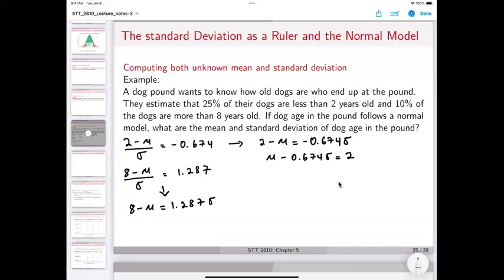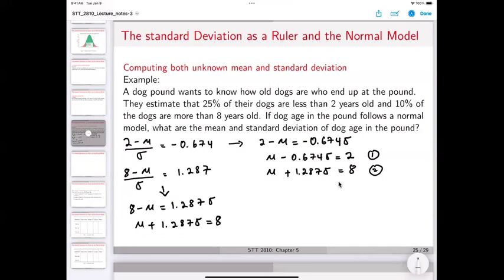And so this can also be simplified as mu plus 1.287 sigma equals 8. So this is equation 1, mu minus 0.674 sigma equals 2. This is equation 2, mu plus 1.287 sigma equals 8.